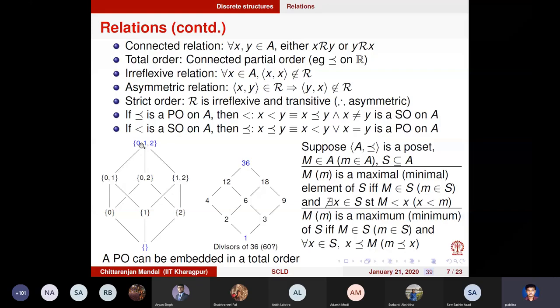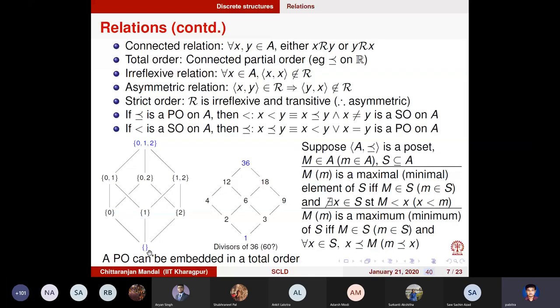Here I have shown them in blue for the entire poset, but the minimal and the maximal element can be defined for any subset of A also. So if you take any part of these diagrams, they also have a maximal and minimal element. For example, if we look at just this small part, null, {1}, {2} and {1, 2}, the minimal element is null, the maximal element is {1, 2}.